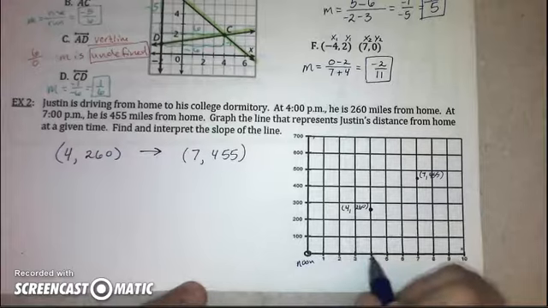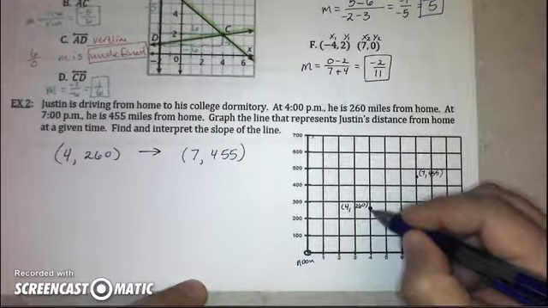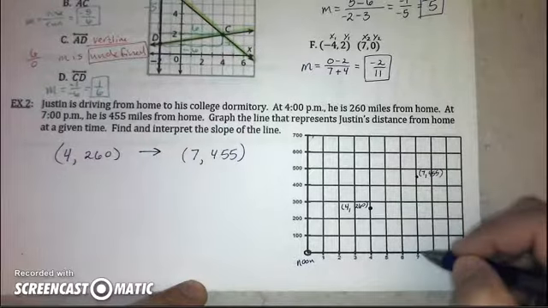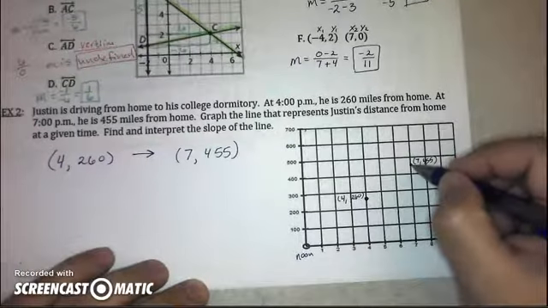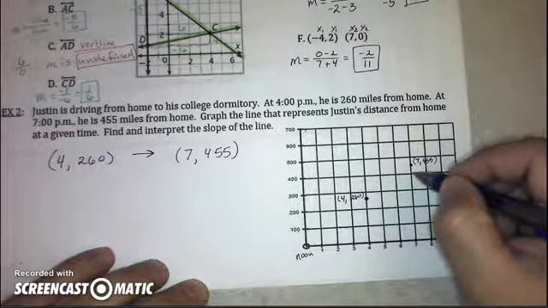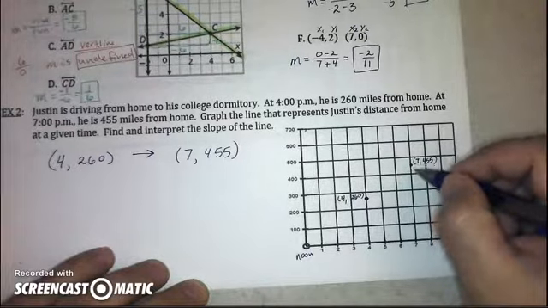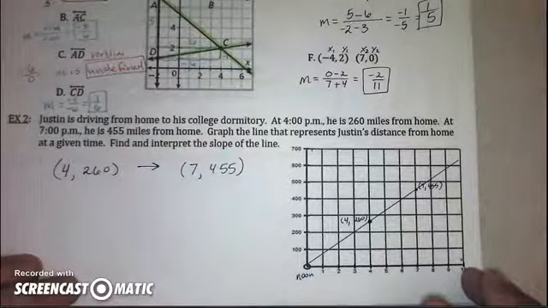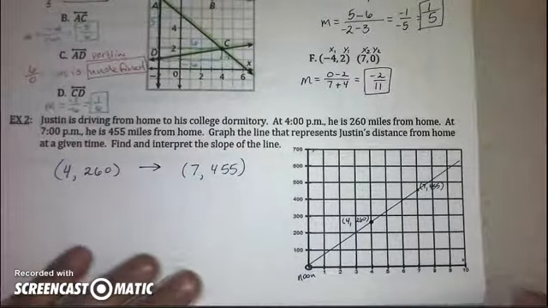Over to 4 o'clock, and then go up to 260, which is a little bit past halfway between 200 and 300. And then at 7, it would be, again, just barely past halfway between 400 and 500. All right, and then we could connect those and graph the line representing his travel. All right, and that works out this way.